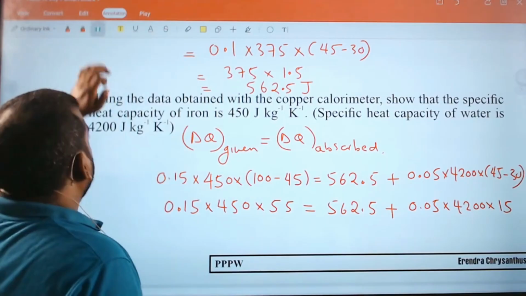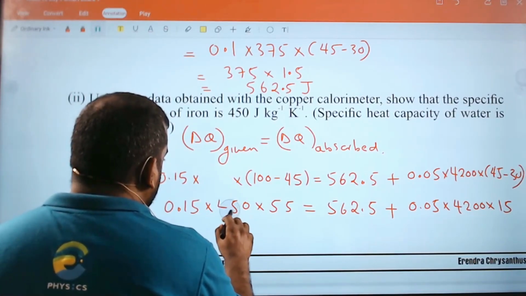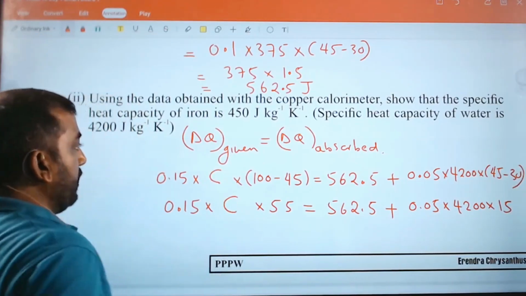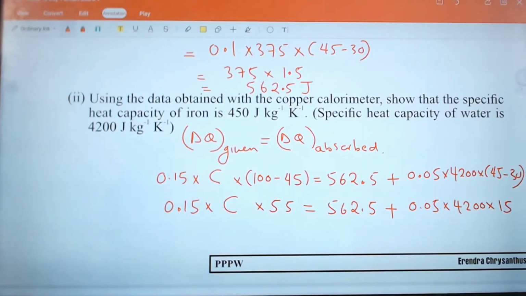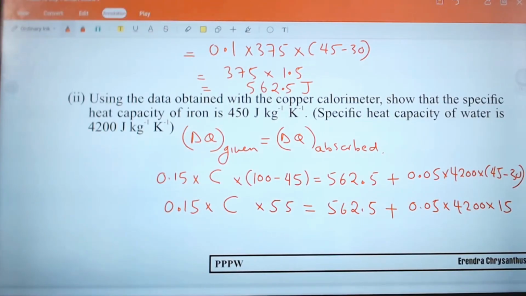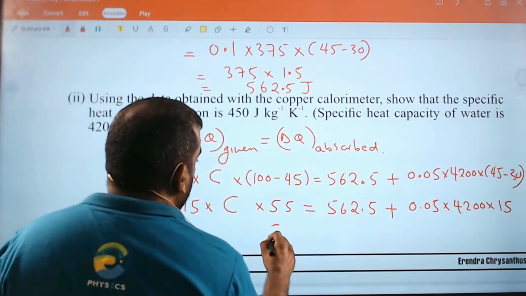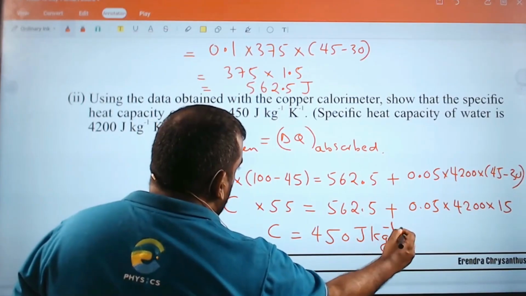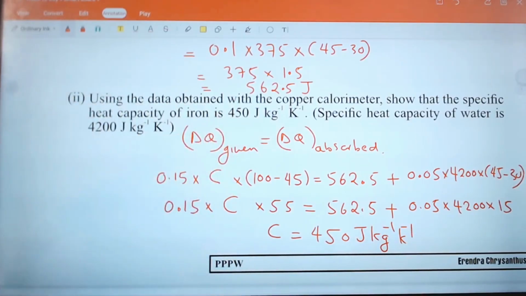Show that the specific heat capacity, right? We'll find it. So that is the specific heat capacity of the metal. So once you do the substitution correctly here, from this you can say specific heat capacity is 450 joules per kilogram per Kelvin. Right.